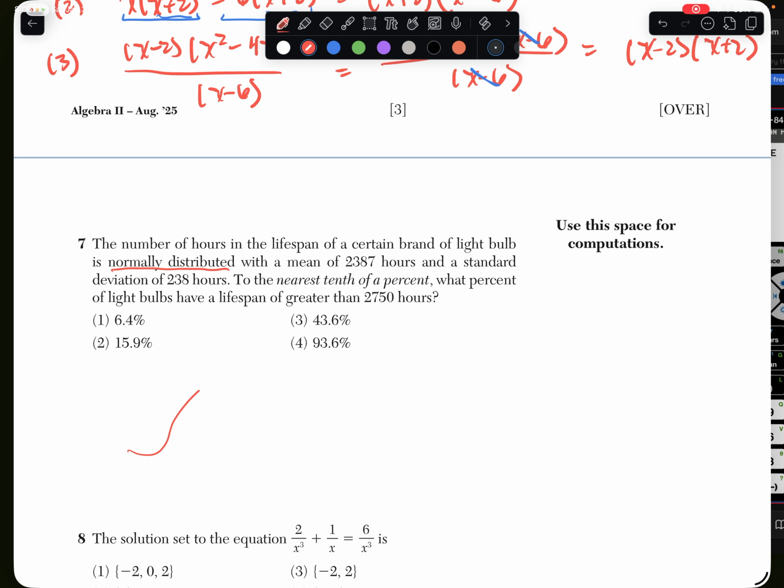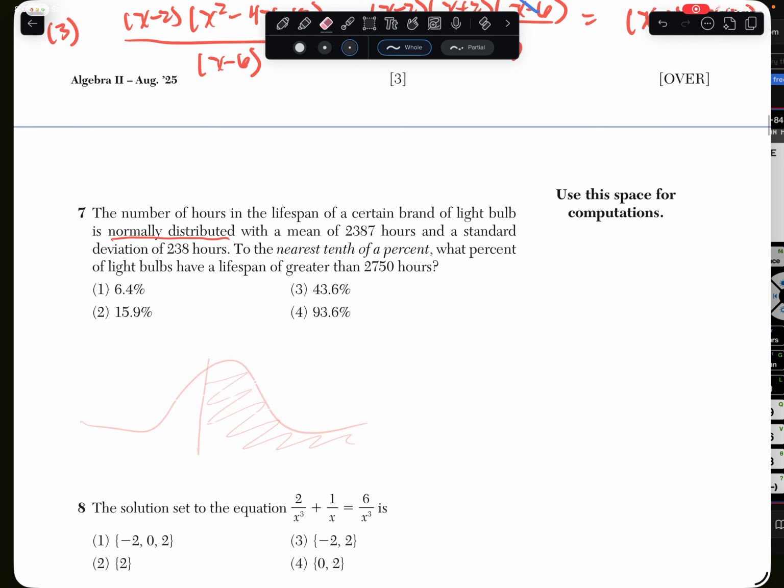So what it does basically is that, we have this normal curve over here. This is a normal bell curve. It's harder to visualize, but basically we want to find out what this area is greater than some sort of lower bound. So the function on the calculator is known as normal CDF.